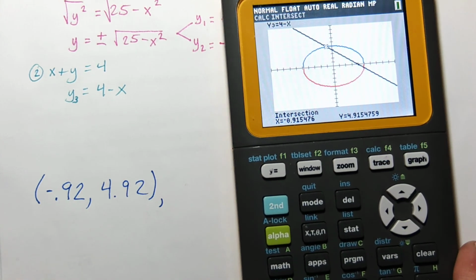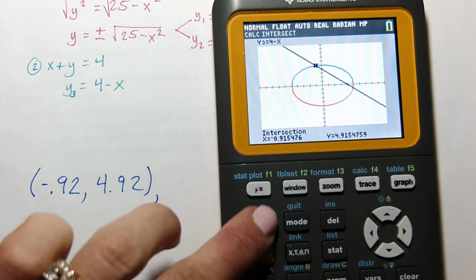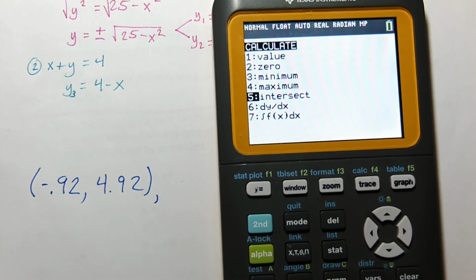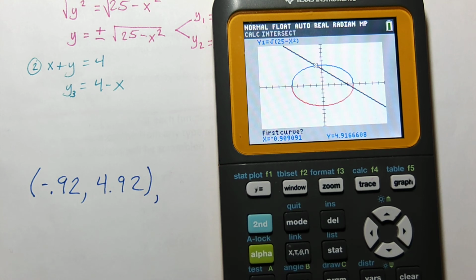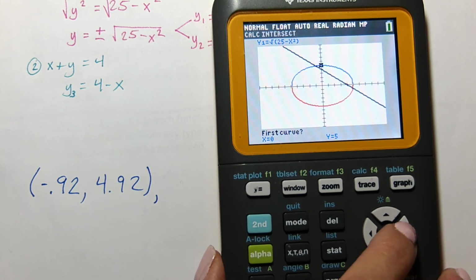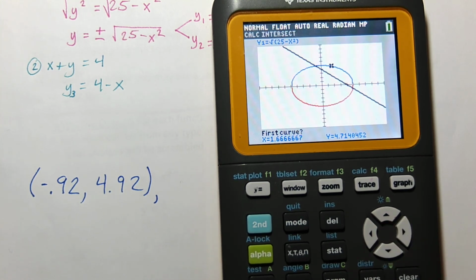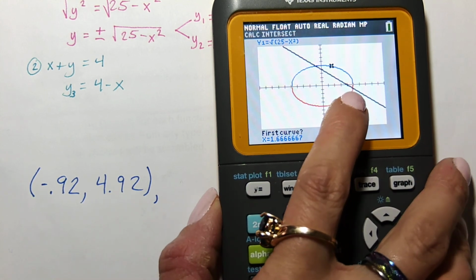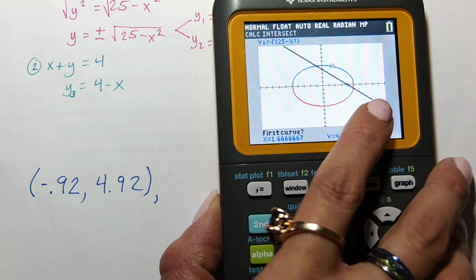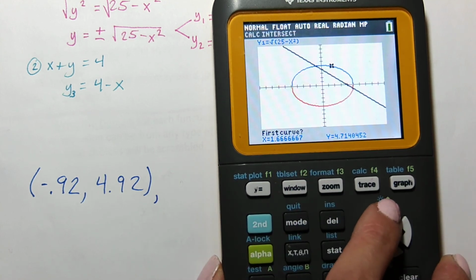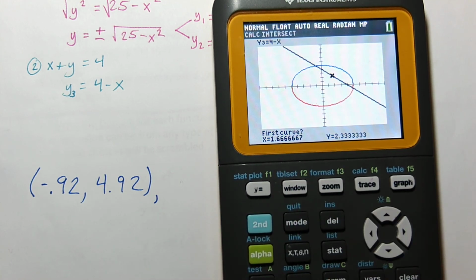I'm going to put a comma there and find my other solution, following the same key sequence, second trace, intersect. Now, when it's sitting right there, especially if you're on the older calculators, it's like, what curve is it on? I can arrow over to the right to move it, and now if I was using an older calculator, I could clearly see that it's on the top curve. But we don't want to select that as the first curve, because my second intersection point is the intersection of the black one and the red one. So I'm going to press up to jump curves and select the black line.